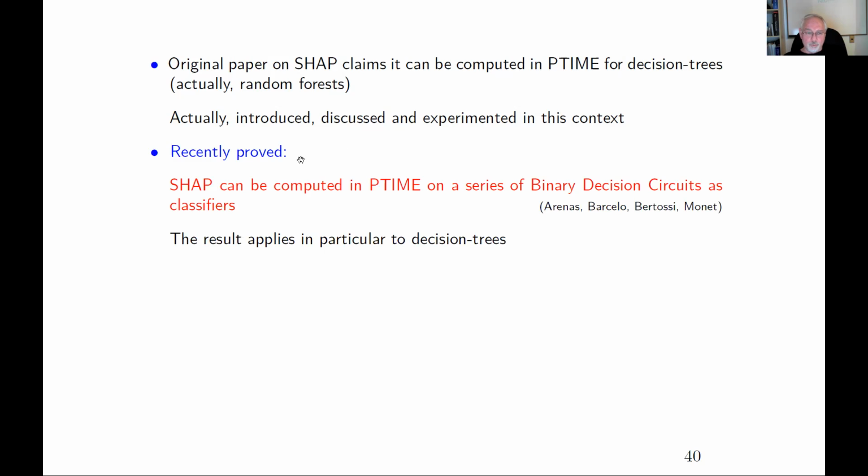Actually, in a very recent paper, we proved that SHAP can be computed in polynomial time over a series of binary decision circuits used as classifiers. And in particular, this applies to decision trees. So it's a very precise proof of this polynomial time complexity for a series of nice classifiers.